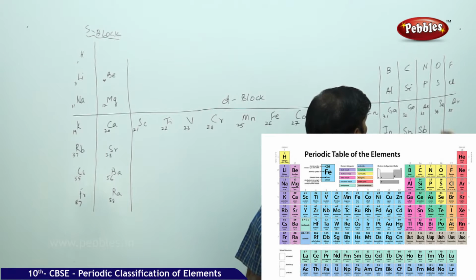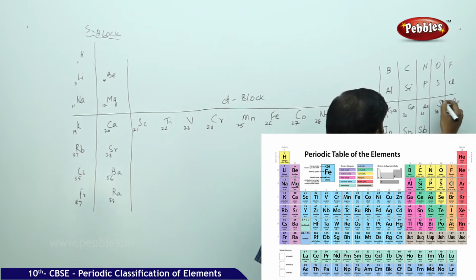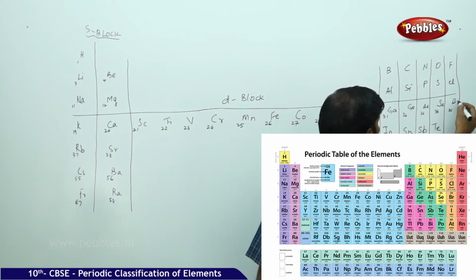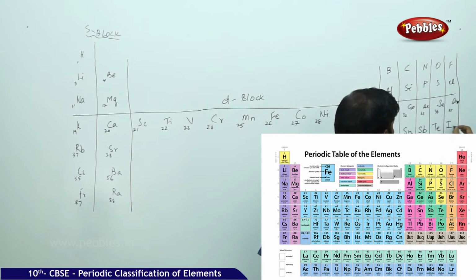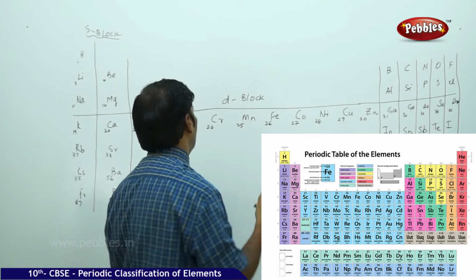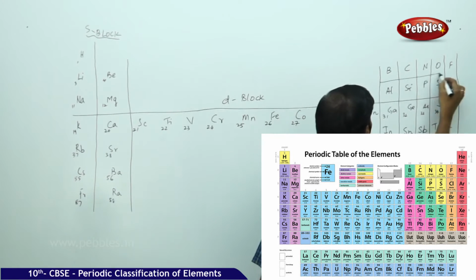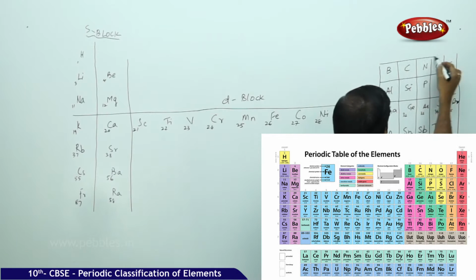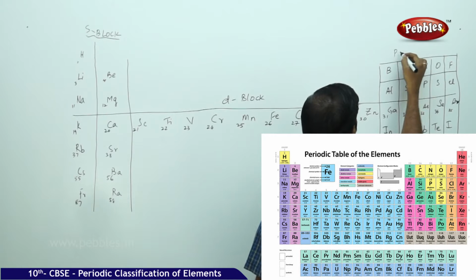and bismuth; oxygen, sulfur, selenium, tellurium and polonium; fluorine, chlorine, bromine, iodine and astatine. All this comes under the P block.